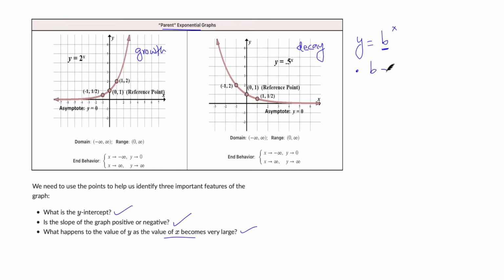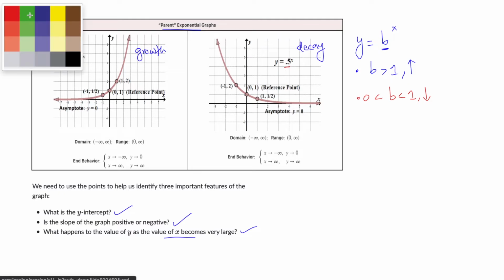If b is greater than 1, the slope will be positive, like in this scenario. The base is 2, so you can see the slope at every point is positive. However, if b is a fraction, b is greater than 0 and less than 1, the slope will be negative. Like in this scenario, b is a fraction, b is 0.5. So this is the first thing that you need to identify.